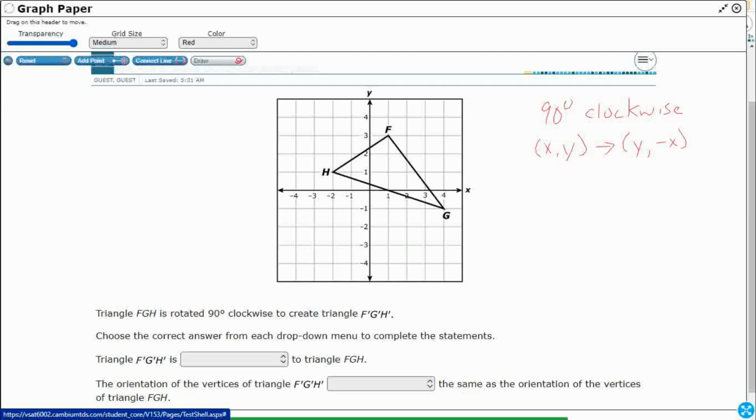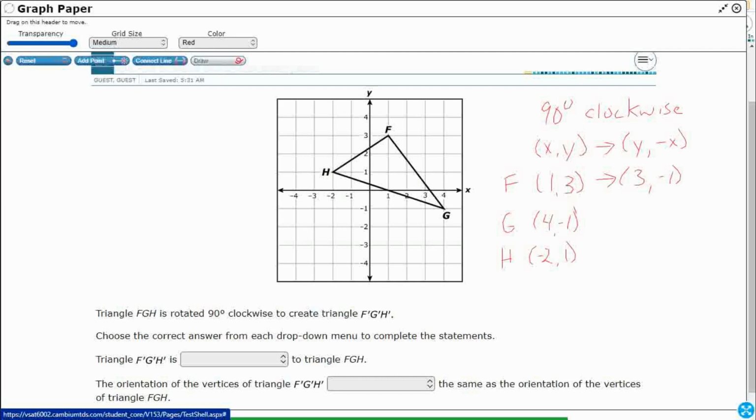So let's take our 3 points here, right? F is going to be (1, 3), G is going to be (4, negative 1), and then H is going to be (negative 2, 1). All right, so if we want to transform these, what we do is we take the y, we move that in front, so that becomes kind of our new x, so it's 3, and then we take the x, put it in the back, but we make it the opposite. So it's going to be negative 1, right?